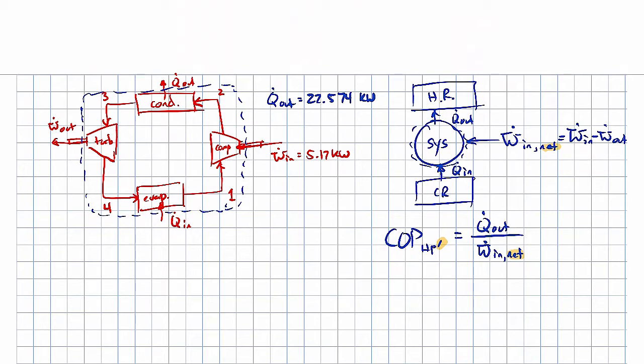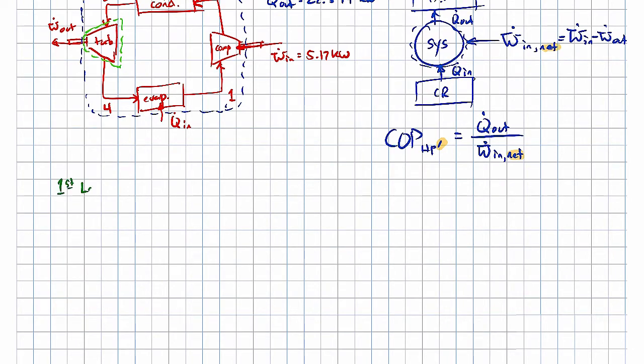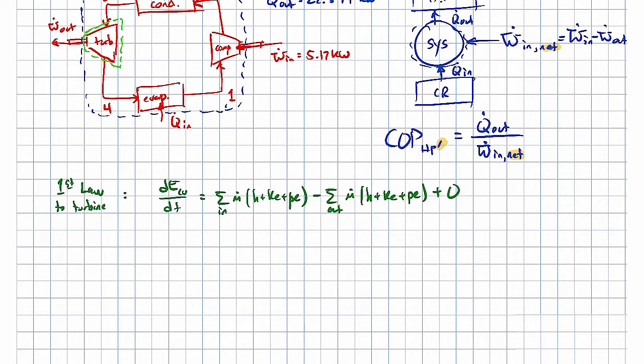All right, so in order to find W dot out, what we're going to do is apply a control volume around the turbine. So we'll just draw that control volume there. And we'll apply the first law to that control volume. Okay, so first law to the turbine. So let's write it all out. Hopefully you have this equation memorized, the first law. You've used it many, many times.